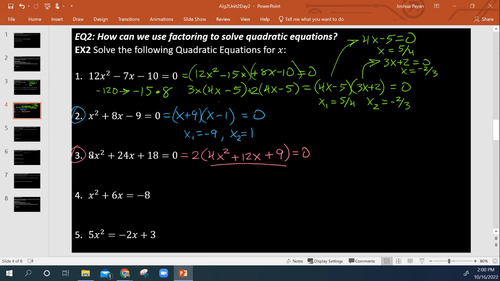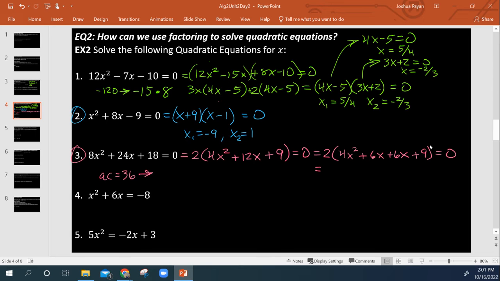Now I'll do AC grouping with what's in here, right? 4 times 9 is 36. So AC in this case is 36. The factors of which that will combine to give us 12 would be 6 and 6. So that's just going to factor out into 2 times 4x squared plus 6x plus 6x again, plus 9x. Oops, not 9x, just 9. And that is still equal to 0.